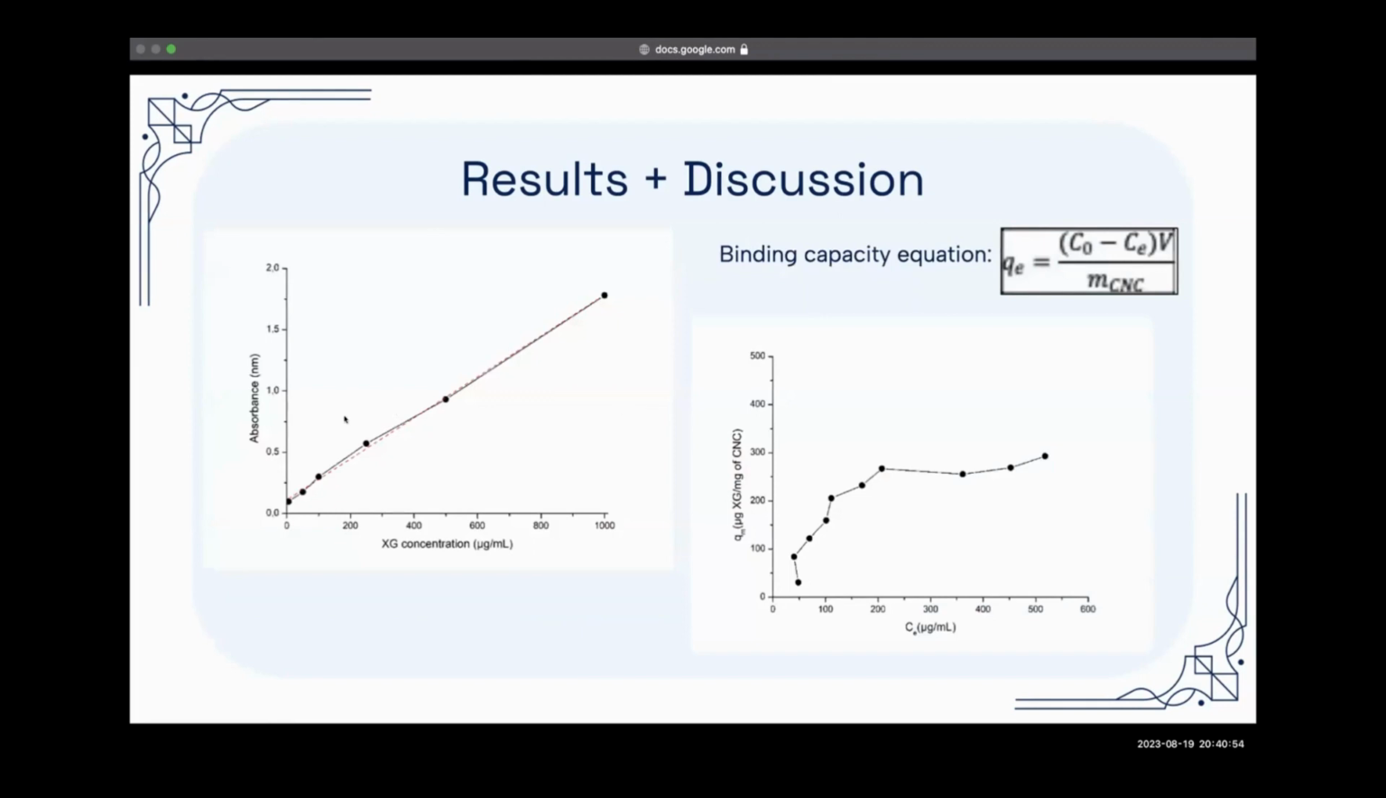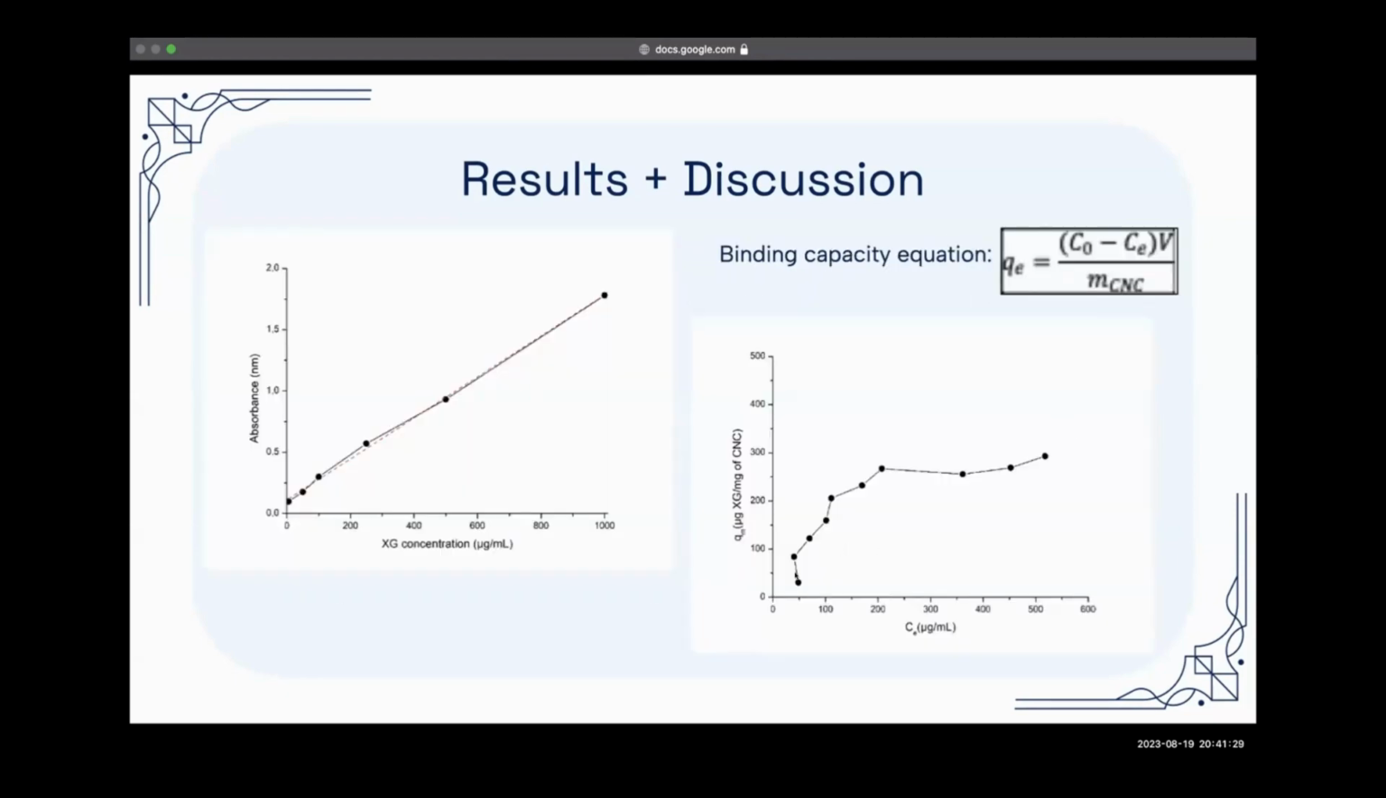So here's our calibration curve, as you can see on the graph to the left. Using this calibration curve, we were able to find out our remaining xyloglucan concentrations in our unknown red solutions. And once we found the unknown concentration, we could plug it into the binding capacity equation, which gives us a value for measuring the binding between the CNC and the xyloglucan in the pellet.